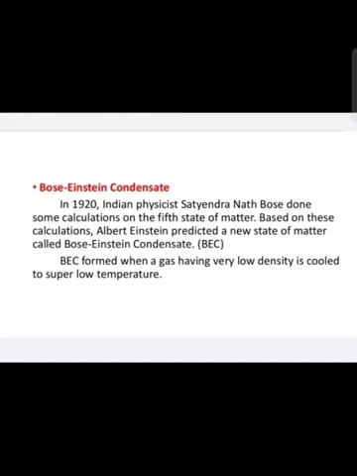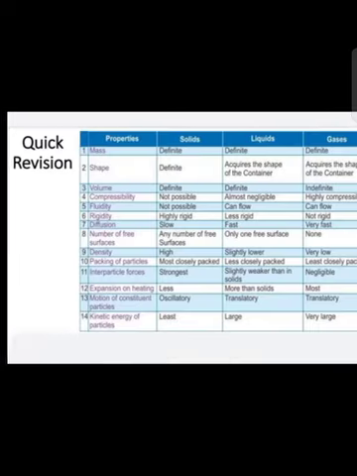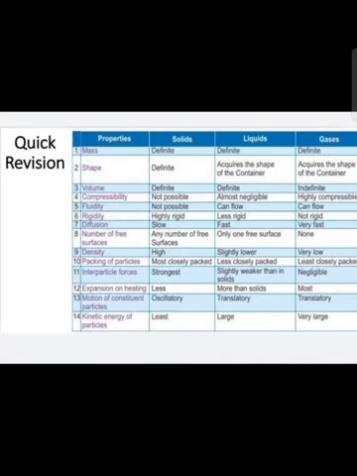Bose-Einstein condensate. In 1920, an Indian physicist, Satyendranath Bose, did some calculations on the fifth state of matter. Based on these calculations, the famous scientist Albert Einstein predicted a new state of matter called Bose-Einstein condensate. BEC is formed when a gas having very low density is cooled to a super low temperature. In the end, we have a quick revision in which the three states are listed along with their properties.